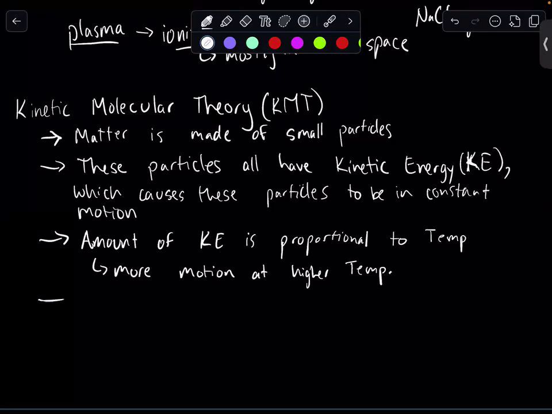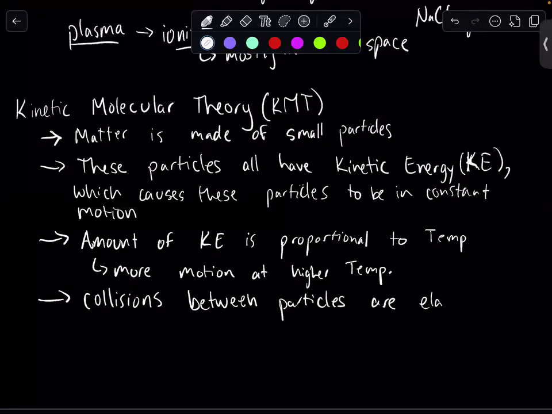All right, the last and final assumption that we make with kinetic molecular theory is that any collisions between particles are elastic. Elastic is a word that we use in physics to describe collisions where there is no energy loss. So what we mean by elastic is that we have no KE loss.